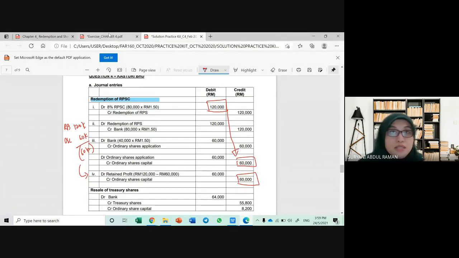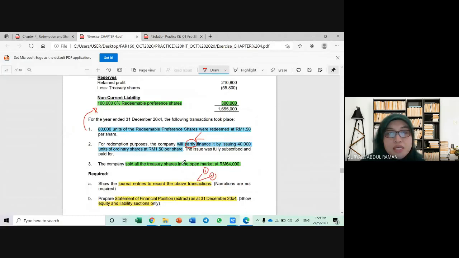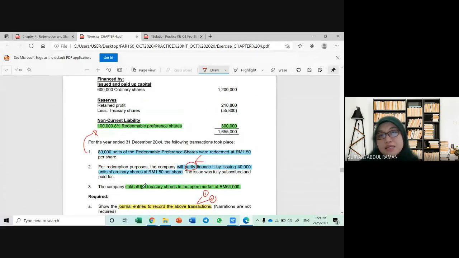The next transaction is regarding treasury shares. The company did not buy back its shares. If we look at the sentence here, the company sold all its treasury shares. As we know, we learned that a company may repurchase or buy back its shares from the open market. But this time, you want to resell, meaning that you already bought the shares.